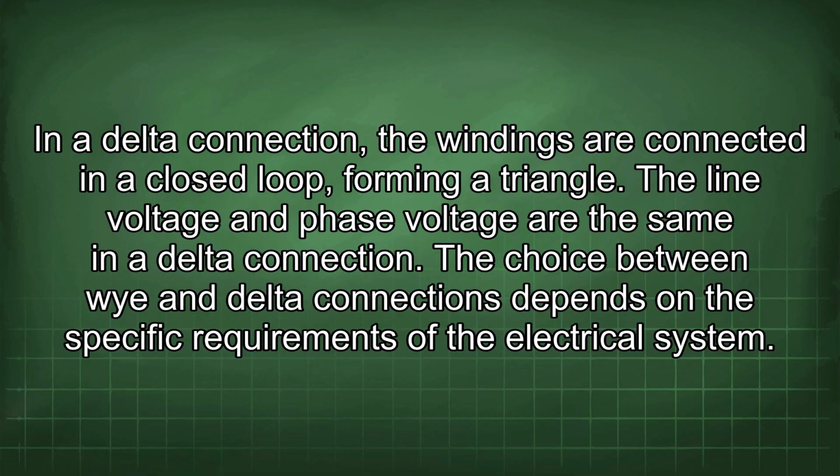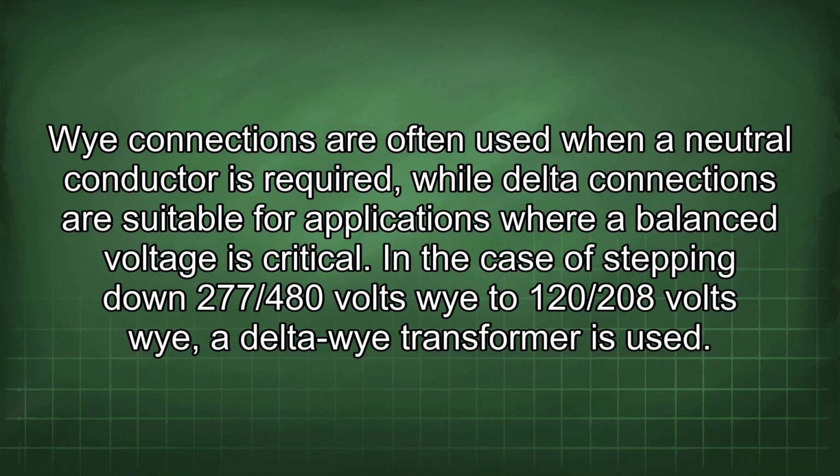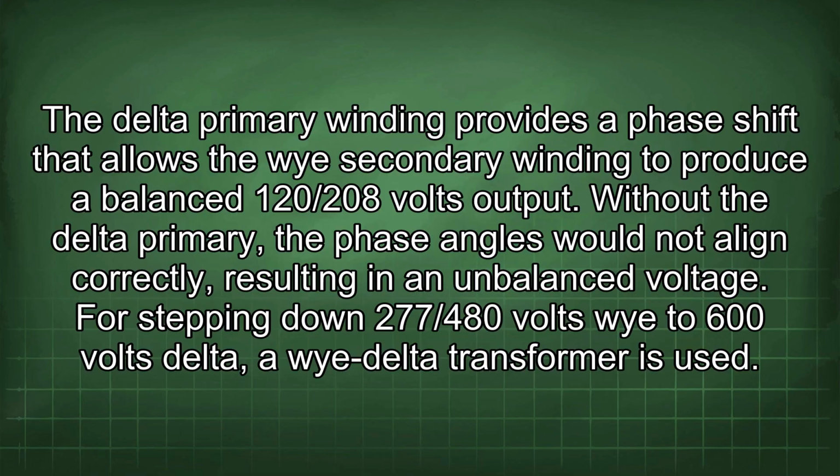The choice between Y and delta connections depends on the specific requirements of the electrical system. Y connections are often used when a neutral conductor is required, while delta connections are suitable for applications where a balanced voltage is critical. In the case of stepping down 277/480 volts Y to 120/208 volts Y, a delta Y transformer is used. The delta primary winding provides a phase shift that allows the Y secondary winding to produce a balanced 120/208 volts output. Without the delta primary, the phase angles would not align correctly, resulting in an unbalanced voltage.